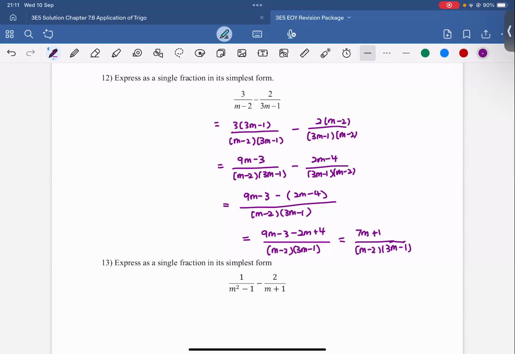So we don't need to factorize the bottom part. Factorize the top part. 7m plus 1, how do you want to factorize? He meant m minus 2, 3m minus 1, the bottom bracket. Don't need to expand. Yeah, Raphael, I already said you don't need to expand. You expand, you don't get extra marks. You expand wrongly, you get penalized.